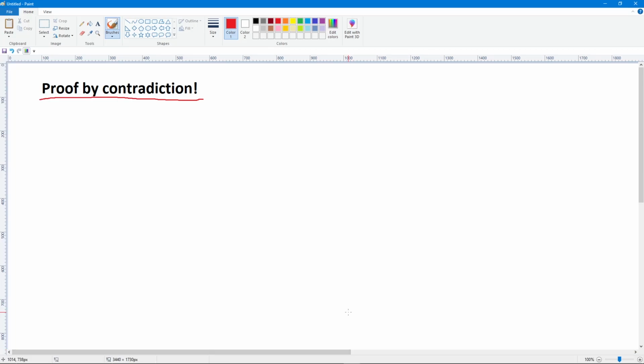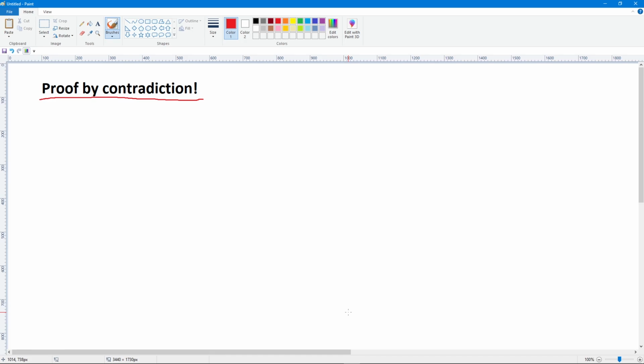Hey guys, today we're going to go over a really simple way to prove a surprisingly large number of statements in math, and it's called proof by contradiction. Now the whole idea of this method of proving things is that if something is not wrong, then it must be right.